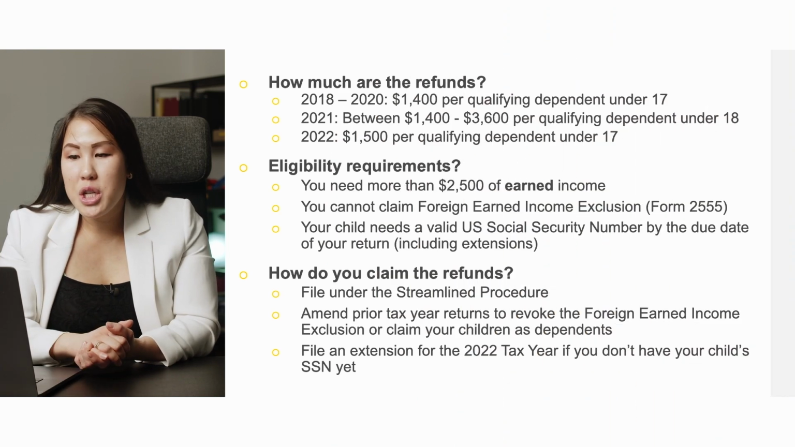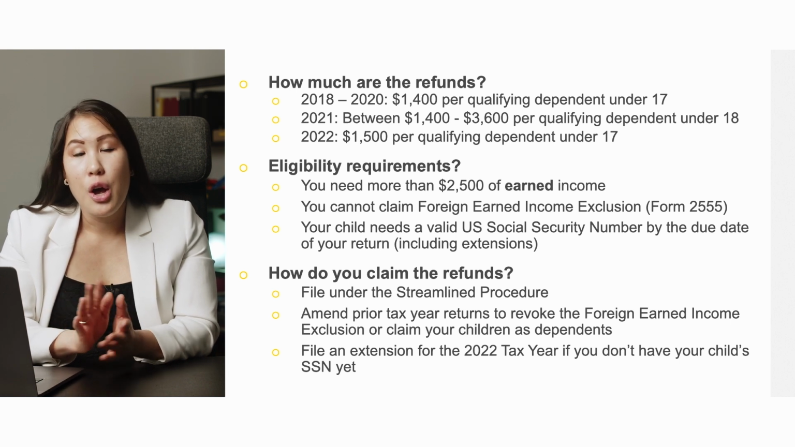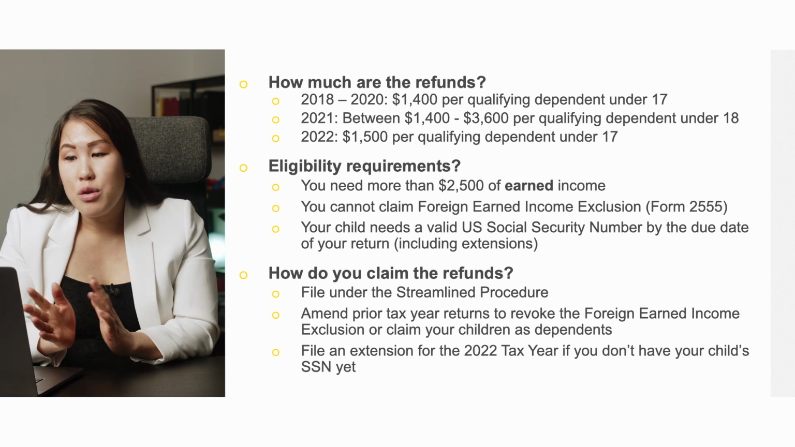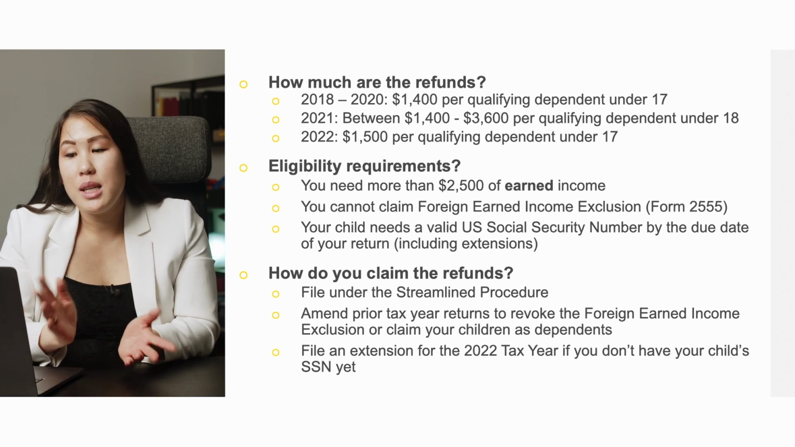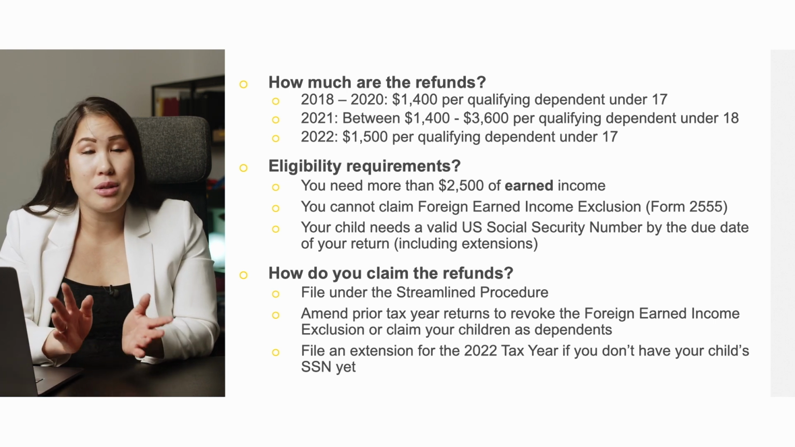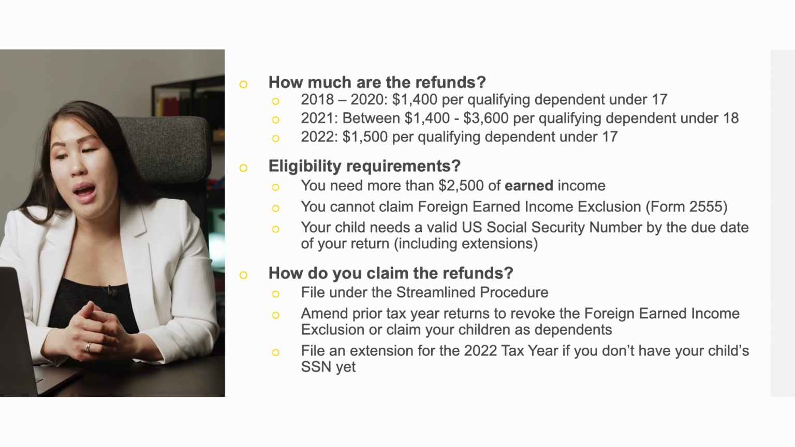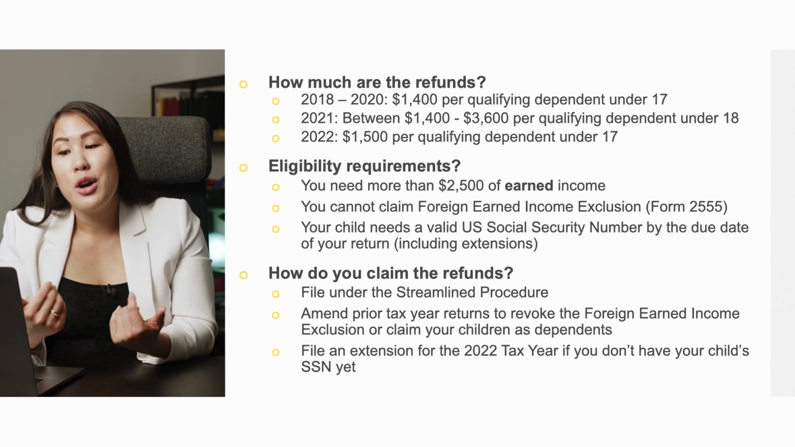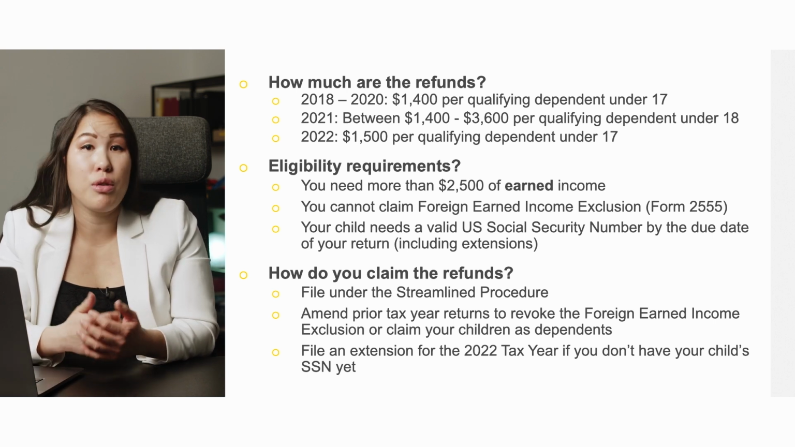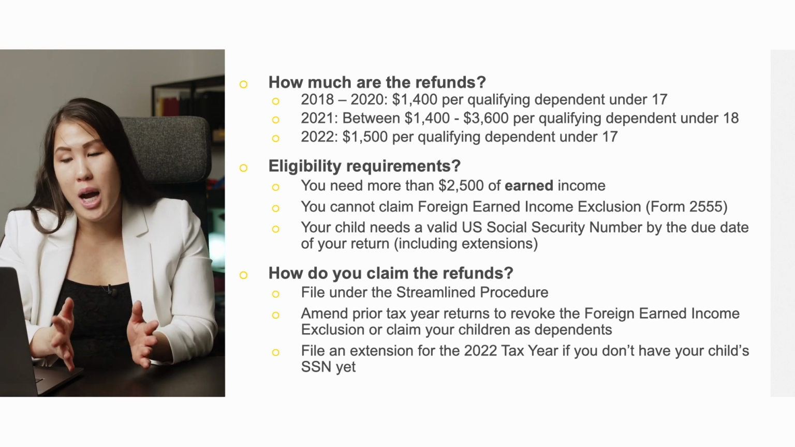Quick notes, there are changes between the years. You can expect about $1,400 for each child that's under the age requirement. In 2018 to 2020, that was 17. In 2021, things changed a little bit. It was $1,400 to $3,600, depending on where you lived for the majority of the year, and the age limit was increased to 18. 2022, we come back to an age limit of 17, but $1,500 for anyone, no matter where you live for the majority of the year, per child.